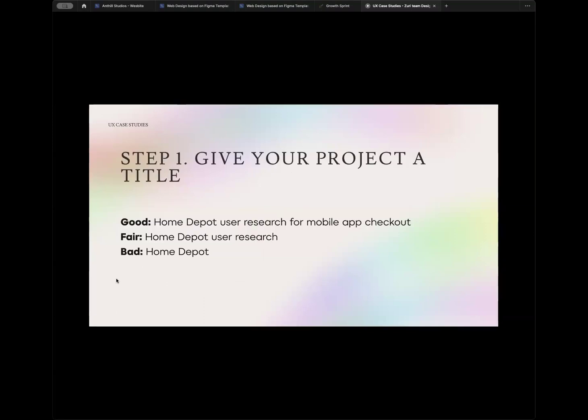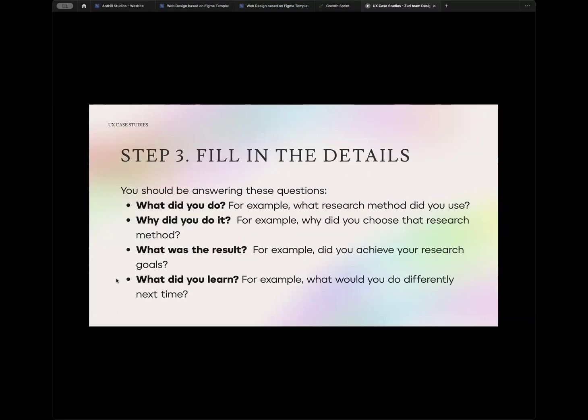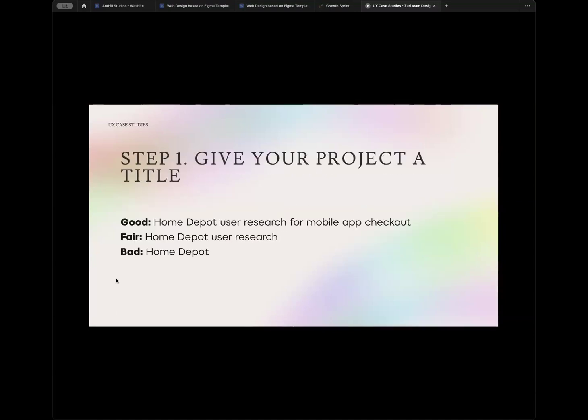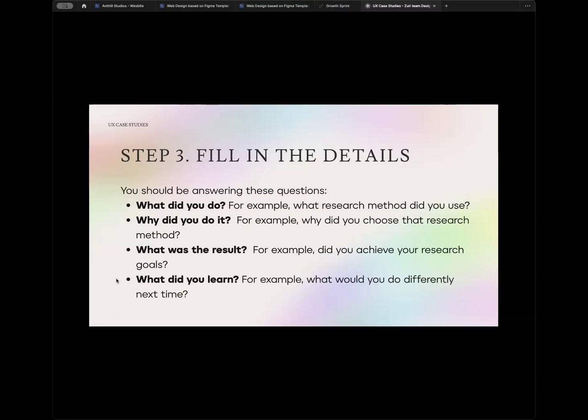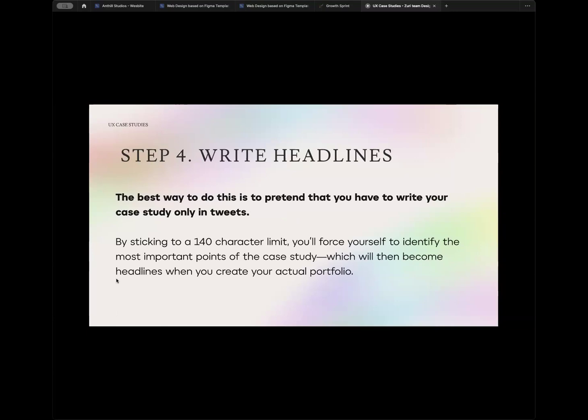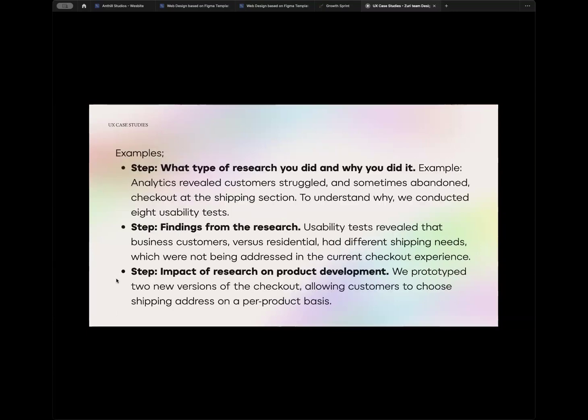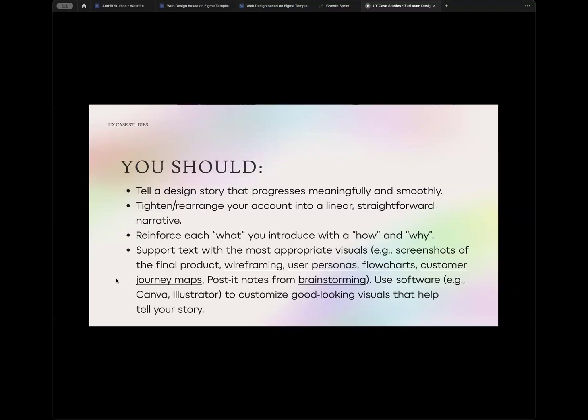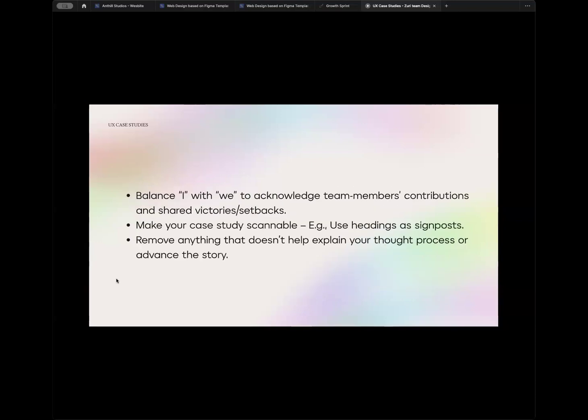Then we talked about how to write a case study: giving it a project title, writing an outline, which is what we just went through, our case study outline, and then filling in the details. When you're writing, don't just tell us what you did, tell us why you did it. Tell us what the result was, tell us what you learned. I'm going to give an example here. And step 4, write headlines. Headlines are very, very important. I'll give an example of how headlines can make a difference. And then we had a summary of the things you should take note of, basically a summary of everything we've talked about so far.